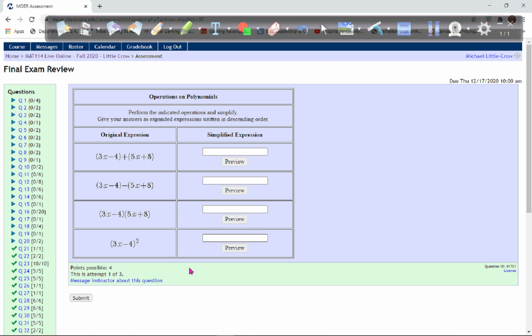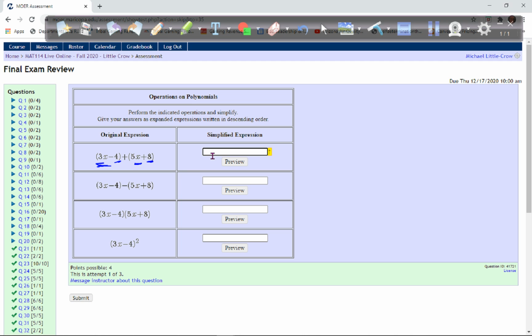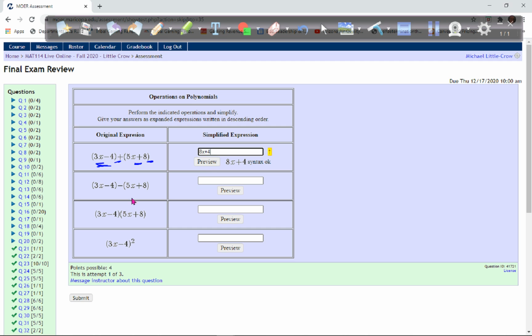Operations with polynomials, so we're adding, we're multiplying, and we're squaring. When we add, we just add like terms, so 3x plus 5x, that's going to give us 8x, and then we combine the like terms here, negative 4 plus 8. So we have 8x plus 4, 8 minus 4.